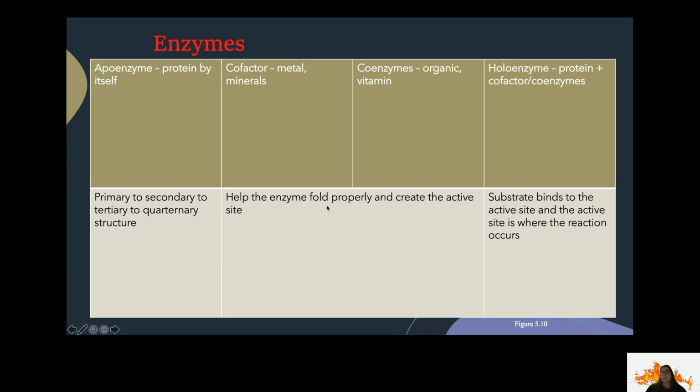Together, you take these components, the apoenzyme plus the various factors, and you get a holoenzyme. And a holoenzyme is really that ready-to-go molecule where the substrate can bind to the active site, and that active site is the location where the reaction occurs.